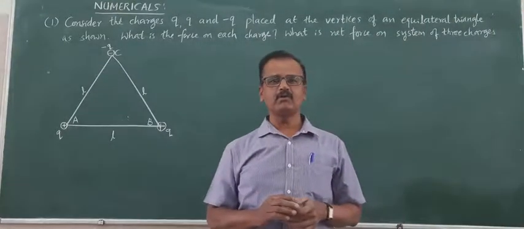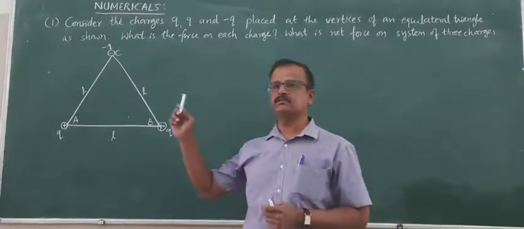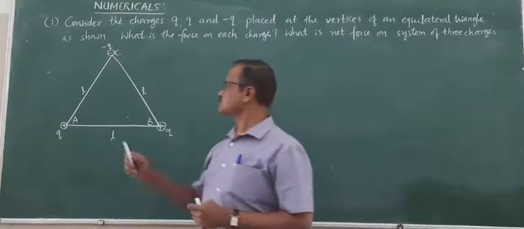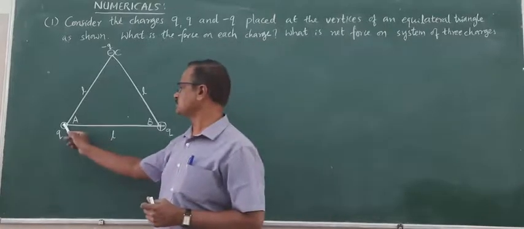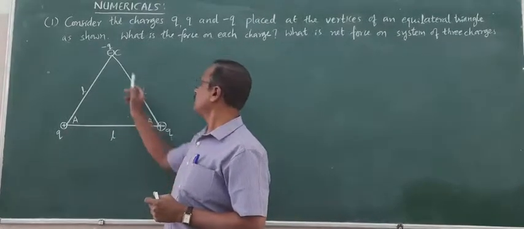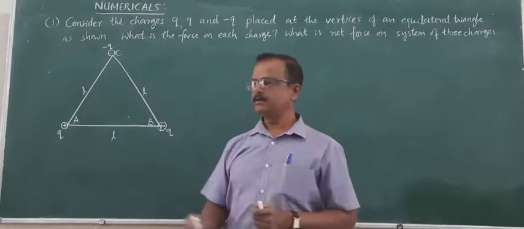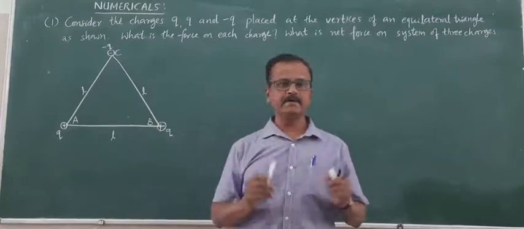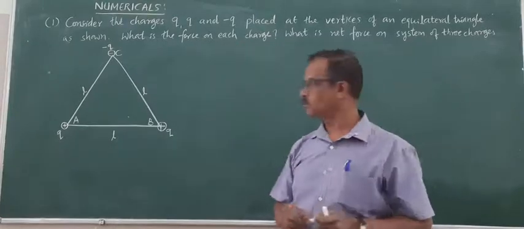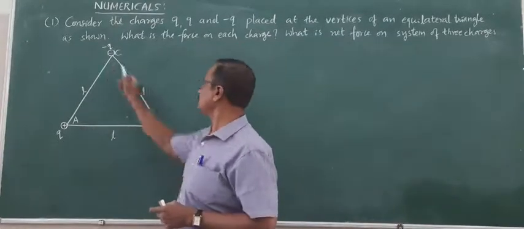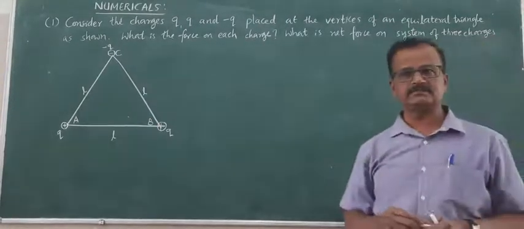Today let us solve one more problem on a system of charges. Here we have again a system of three charges. Only difference is one of them is negative charge. It is a system of three charges Q, Q and Q, but this Q at C is minus Q, placed at the three vertices of an equilateral triangle. Again, what is the force on each charge? And second thing, what is the net force on the system of three charges?